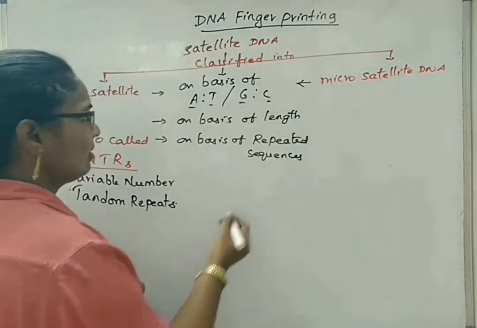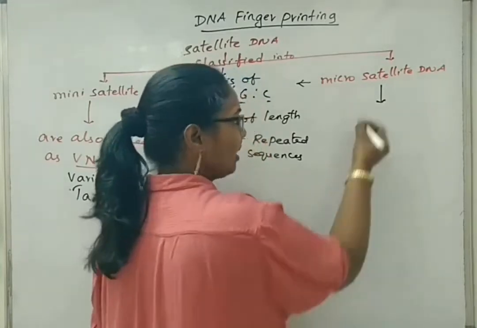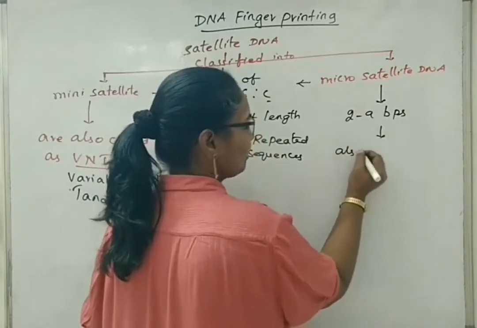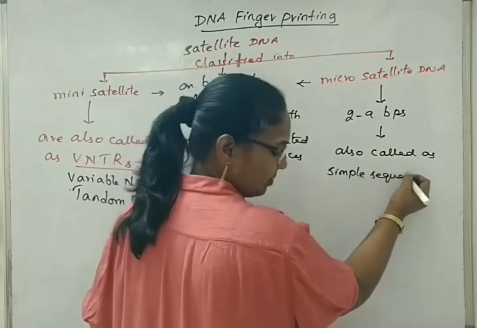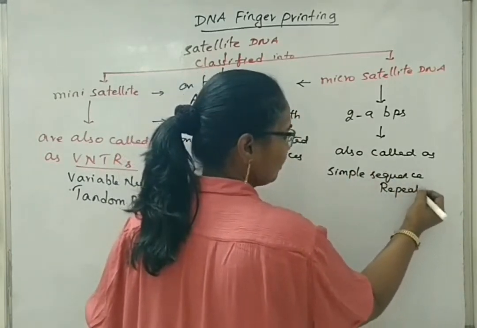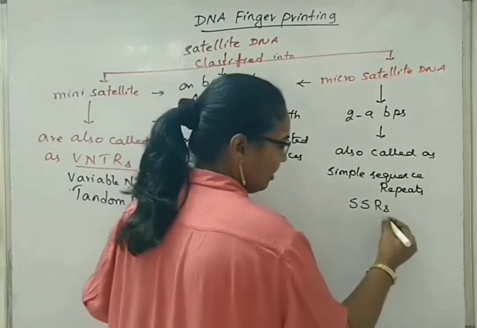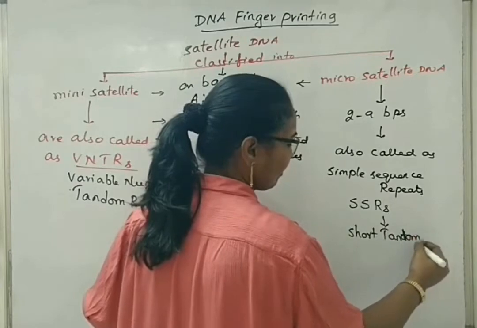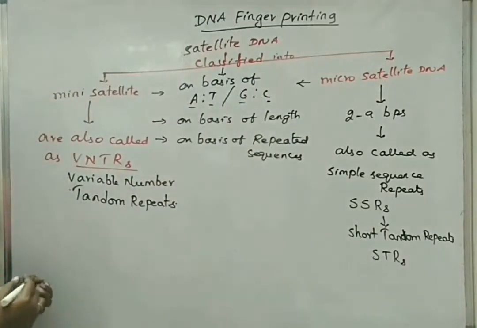Now, this microsatellite. Here, the number of nitrogen base pairs is 2 to 9. 2 to 9 base pairs are arranged here, and these are also called simple sequence repeats. As we have written VNTRs here, this can be written as SSRs. These are also called short tandem repeats or STRs. So this is the classification of satellite DNA.